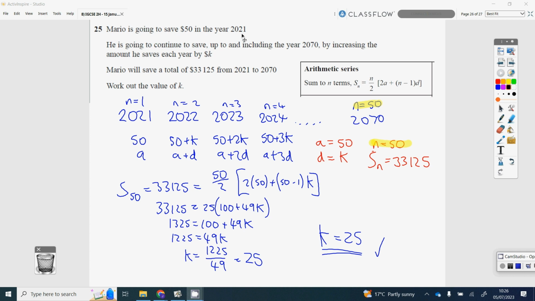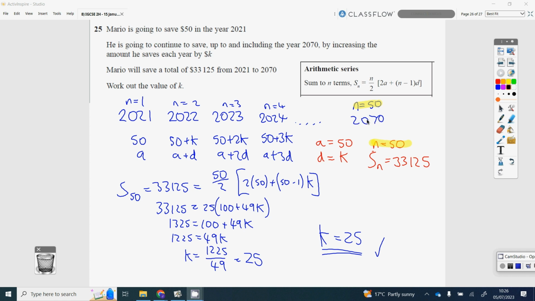So in 2021, he saves $50. And then each year, he's going to increase it by K dollars. So in 2022, he will save 50 plus K. The year after that, 2023, he'll save 50 plus 2K and so on. And we're told he saves all the way up to and including 2070.